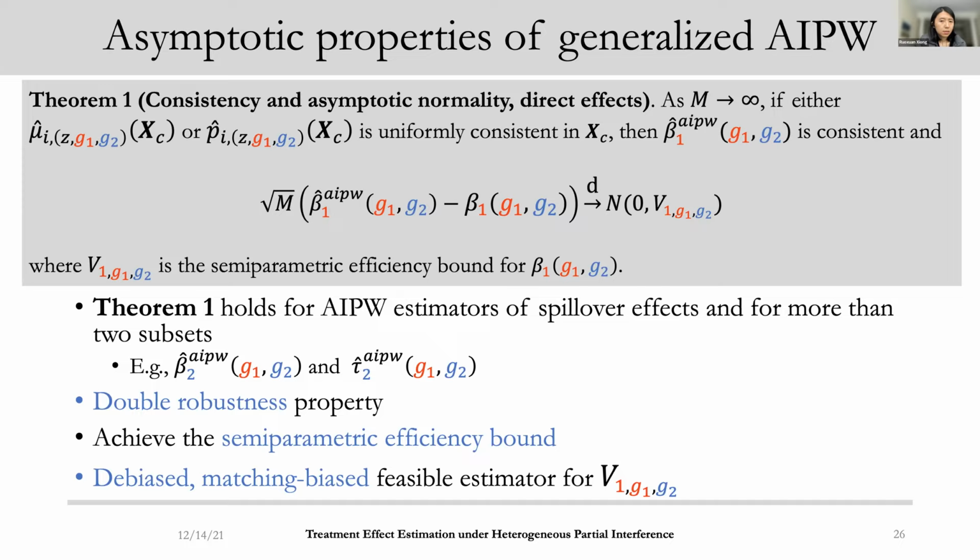To use the asymptotic normality results in practice, such as to construct the confidence interval and conduct hypothesis tests, we need to provide the feasible estimator for the asymptotic variance, which is denoted by V here. One might want to use the plugin estimator, but the plugin estimator is biased in our case. The intuition is that the outcomes of units within the same cluster are correlated with each other because of their interference. And following this intuition, we suggest a debiased estimator that subtracts the correlation of units' outcomes out. And furthermore, we use a matching-based idea, and we show that the debiased matching-based feasible estimator is consistent.